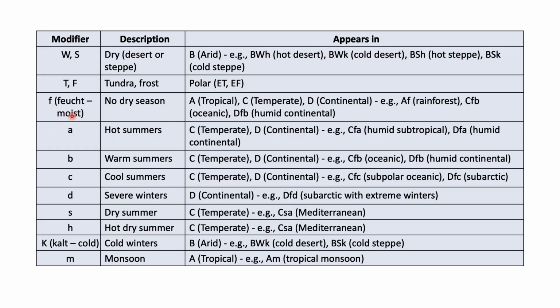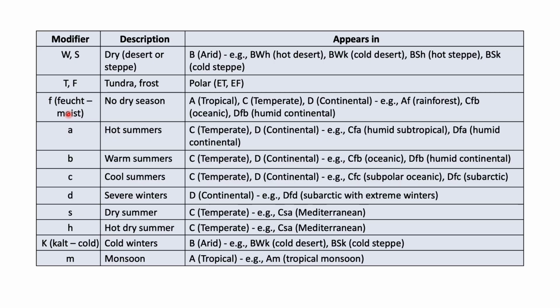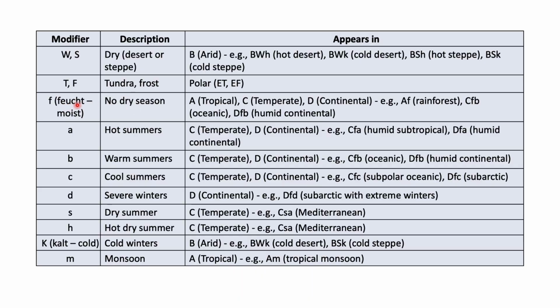F is feucht, that is moist, because Köppen was German, so he used his own language for giving that letter. That's the reason he used F for feucht and K for kalt. These two are German words: F is for moist and K is for cold. F means moist, meaning there is no dry season. There is always humidity or rain, or something or the other going on, but there is no dry season. That is what F means.